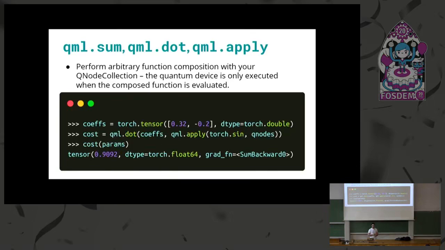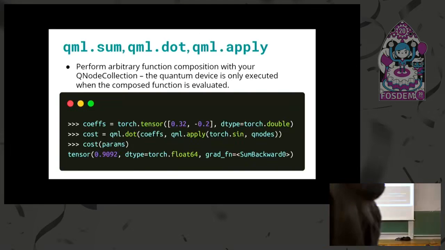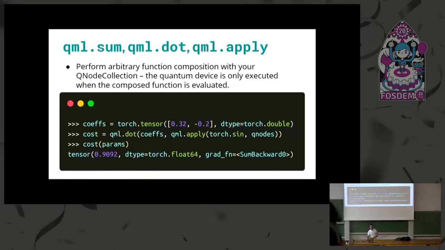And with the ability to manipulate QNode collections in this way, we've gone from something that might take 10 or 15 lines in Python to a single one-liner. In this particular case, I'm applying the torch sign function to my QNodes, and I'm performing the dot product between the sign of those QNodes and the coefficients I just defined. All this happens lazily in PennyLane, so the quantum evaluation only ever happens when you actually evaluate your QNode collection, your cost function. So on the third line, when I'm calling my new cost function with the parameters, that's when the dispatching happens, and PennyLane starts dispatching the quantum computations to the external quantum devices and performs the classical processing.